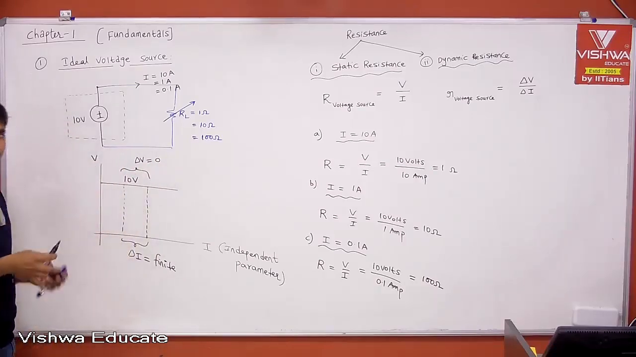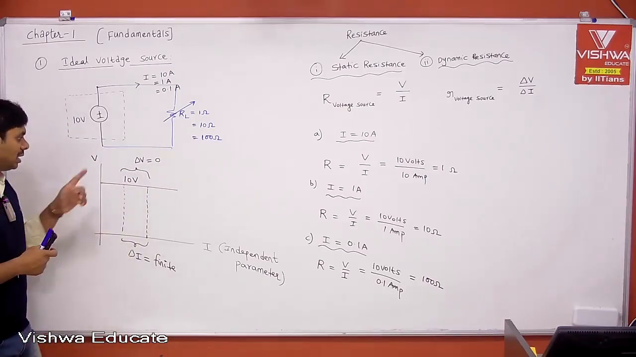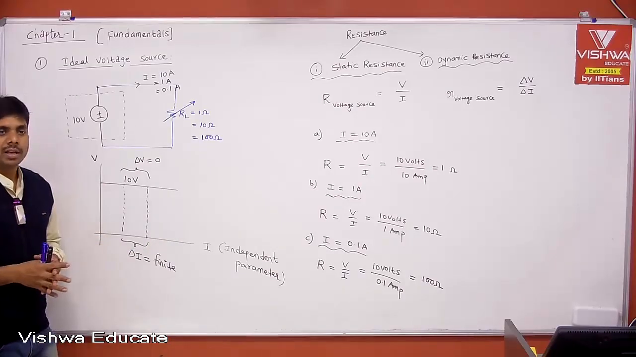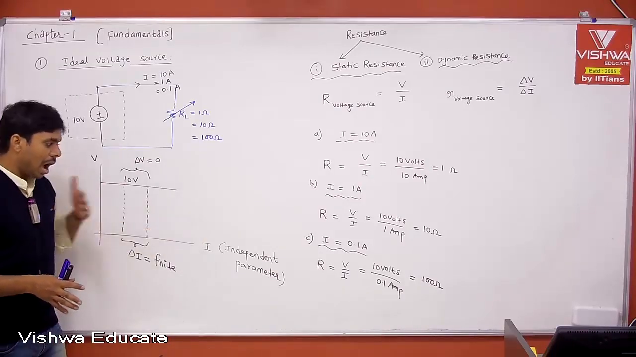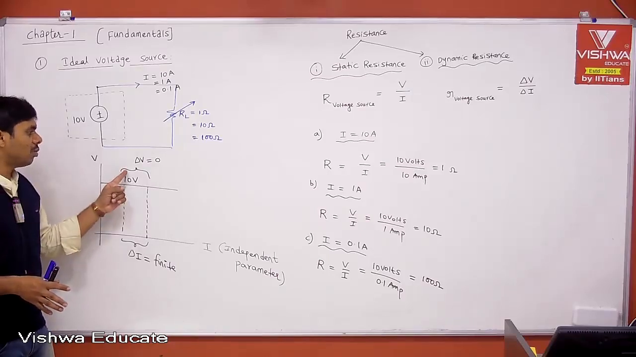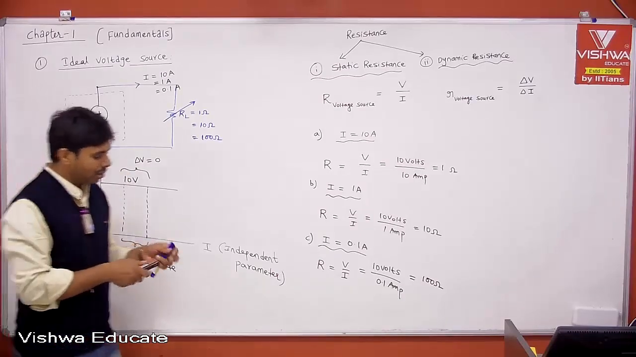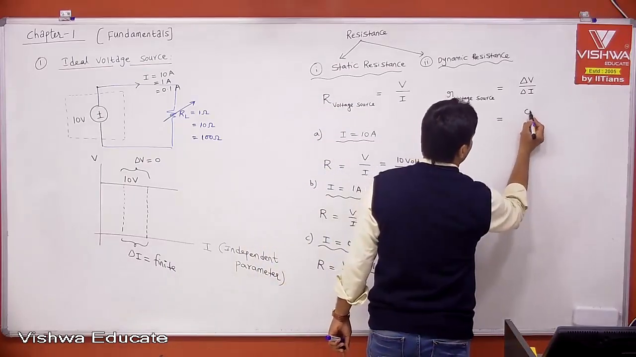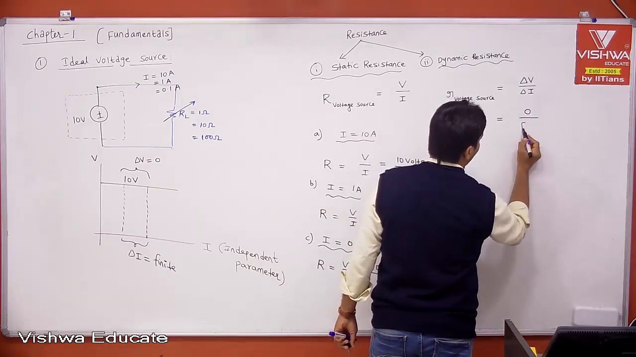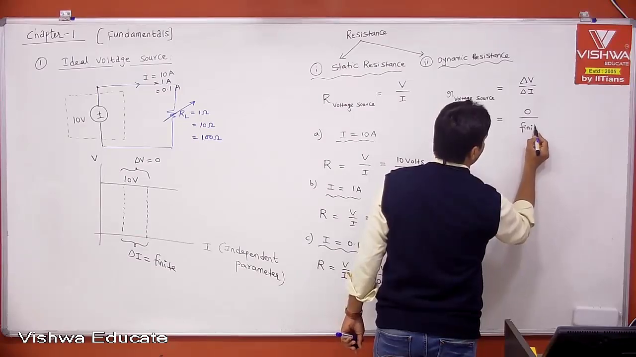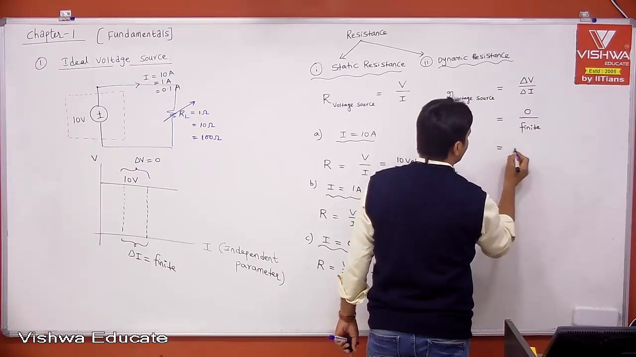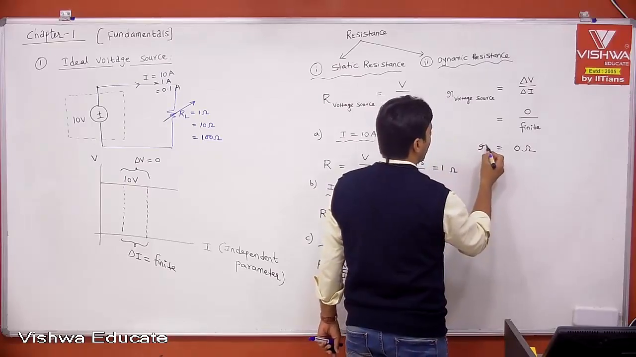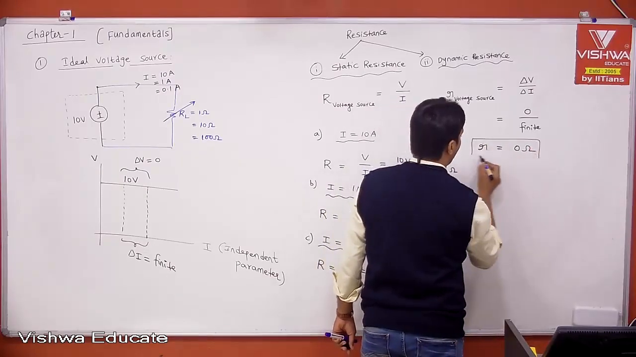Remember, this is what we need. I don't want to see any change in voltage even though current is changing from minimum to maximum. Even though current is changing, I don't want to see any change in the voltage. That is my requirement. Then this is saying that delta V is 0, and delta I is a finite value. Whatever may be the change in the current, the change in the voltage is 0. Therefore, the dynamic resistance small r is equal to 0 ohm.